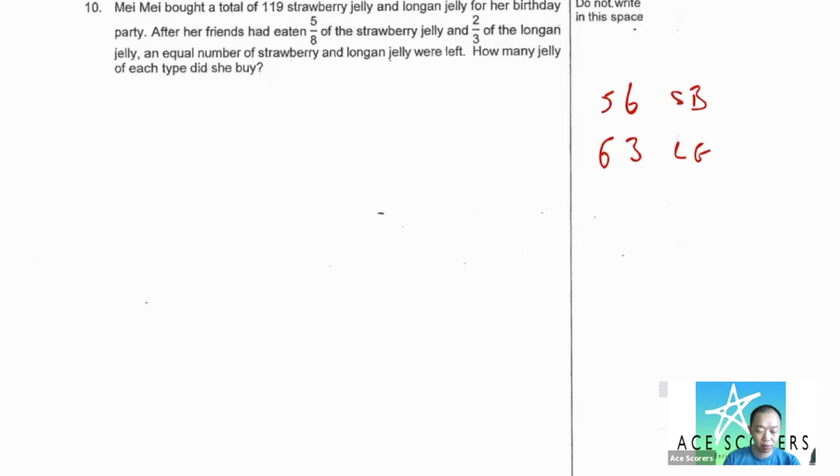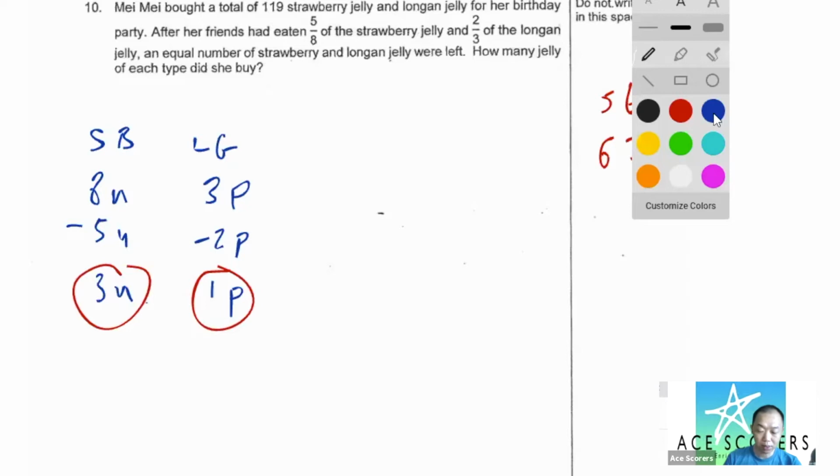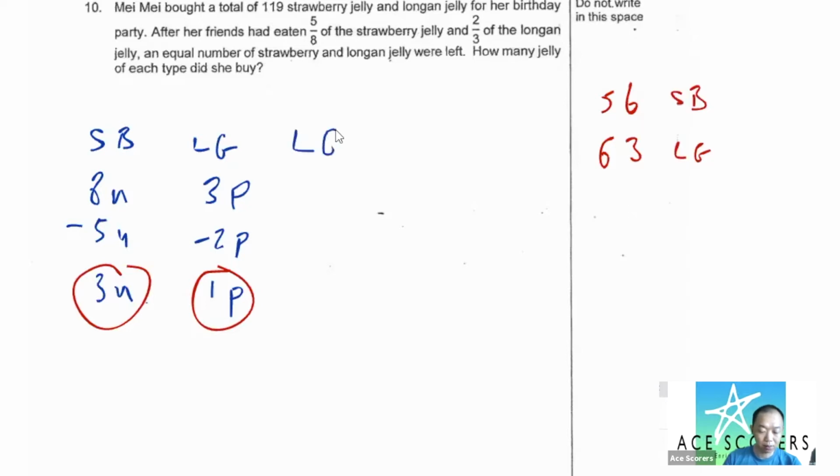Okay, so now before and after, strawberry and longan. So 8 units of strawberry minus 5 units, left 3 units. Longan, 2/3, so 3 parts minus 2 parts, left 1 part. Now the problem is an equal number of strawberry and longan were left. I need to make this the same because whatever is left is the same. So the only way is to modify the longan so that it becomes 3 units.